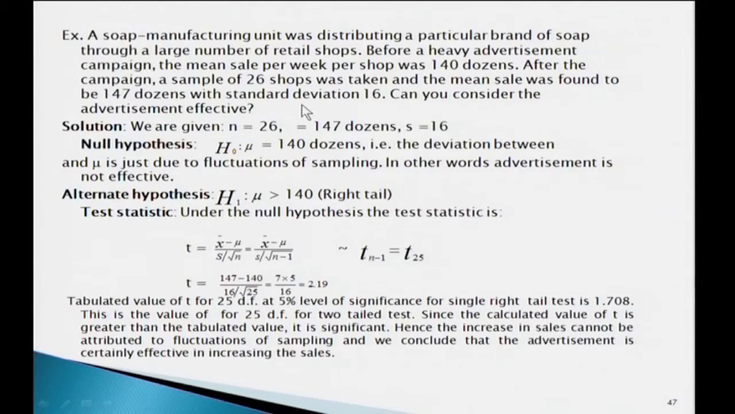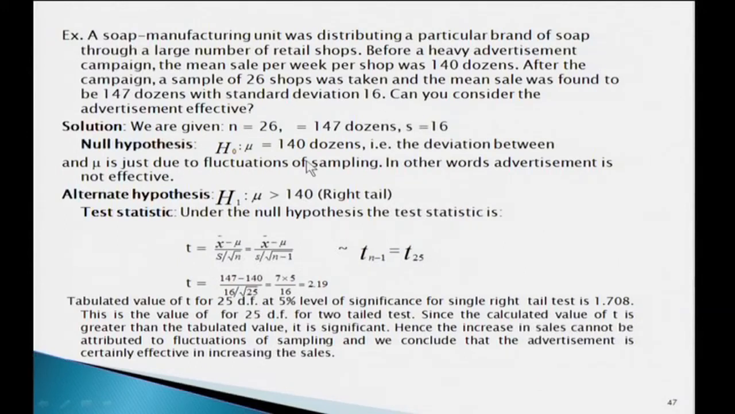And what is the sample size? Sample size is 26. So, it satisfies two situations: there is only one sample, and that sample is less than 30. One sample means we will have to apply a single mean test. That single mean test could be under large sample or under small sample. Here it should be under small samples, because n is 26. So, n is 26, average is 147, and standard deviation is given to be 16.